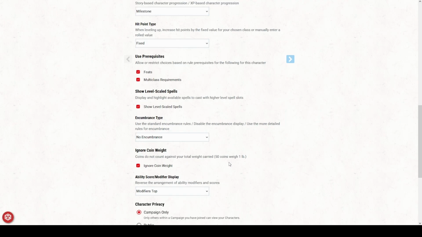I have never met anyone who says, please don't ignore coin weight. There's a reason it's the default. No one wants to have to track how much weight in gold you're carrying. The joke is that only damaged DMs who have reached the breaking point will choose this option. You have to really hurt your DM to make them do this.